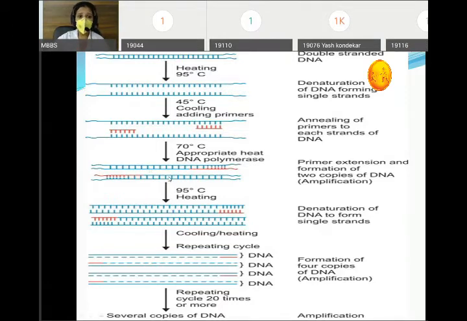Now, after this step, you will again repeat the first step, that is heating at 95 degrees Celsius, then again cooling, adding primer, then again extension of this strand. So, on processing these two DNA strands, you got 4 DNA strands. Okay. So this cycle is repeated 20 times or more as per requirement, so that you will get several copies of DNA. This is the amplification.